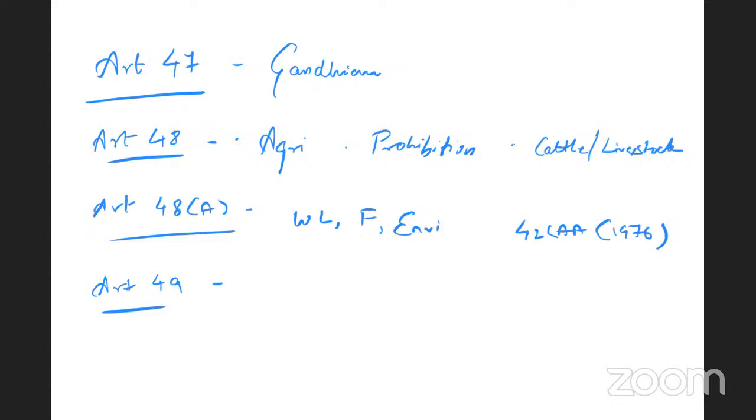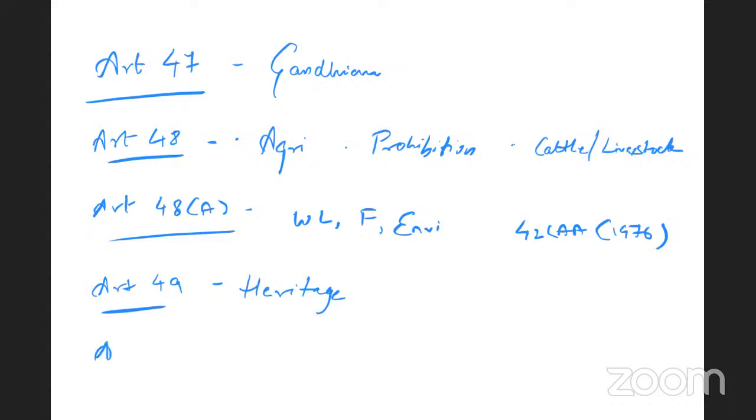Now let us look into Article 49. It talks about the state protecting all the monuments of national importance, historical importance, and cultural and artistic importance. It talks about protection of Indian heritage and culture. For example, the Taj Mahal has to be protected because it is a national monument. It has historical, cultural, and artistic significance. The Archaeological Survey of India also has the duty to protect this heritage of India.